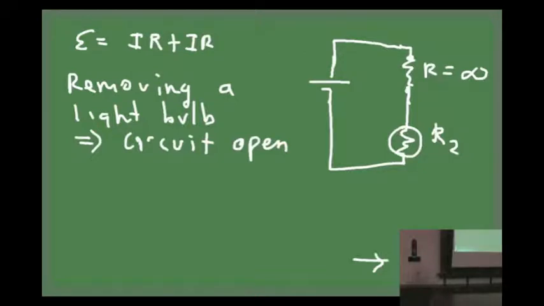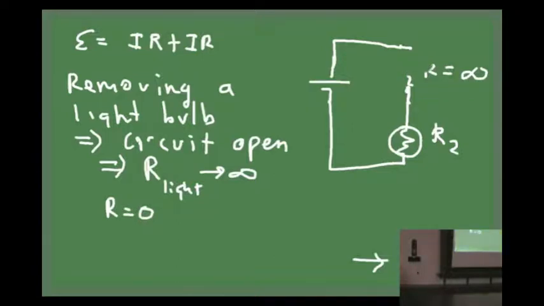Okay, so in your circuit, this is equivalent to saying that the resistance of that light bulb went to infinity, or the part of the circuit where the light bulb was goes to infinity. Removing a light bulb doesn't mean that the resistance at that part of the circuit went to zero. Nobody said that you removed the light bulb and replaced it with something else, like a cable. If the problem says that you replaced it, then you're fine.